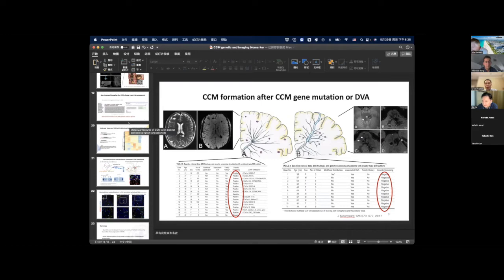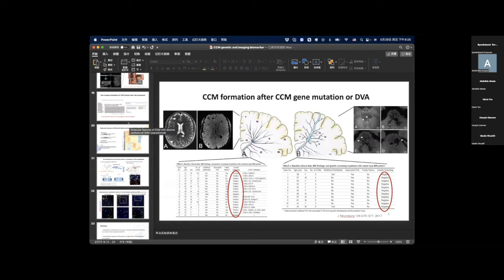And another direction is to see whether these biomarkers can correlate with molecular features or also some genetic mutations. And if that is the case, then these imaging features are also very good markers to observe these molecular changes.